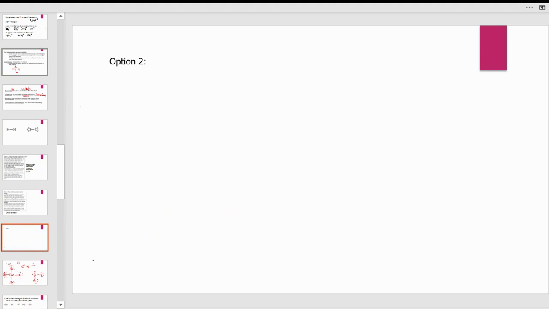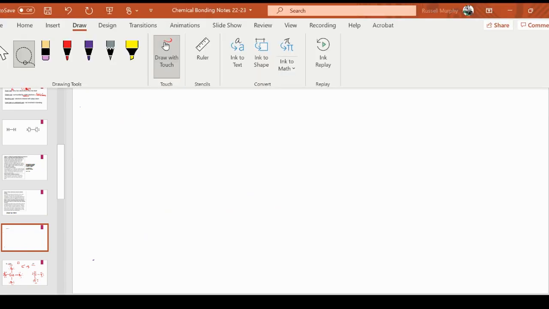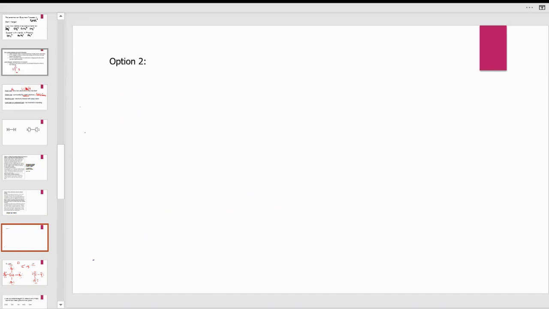Delete. Okay, so we are going to do a molecule here, and I can just make up any one I want because I'm in charge. SF2. Okay.